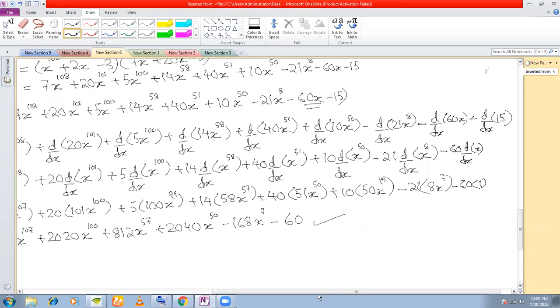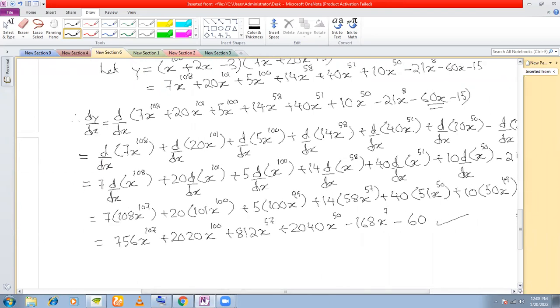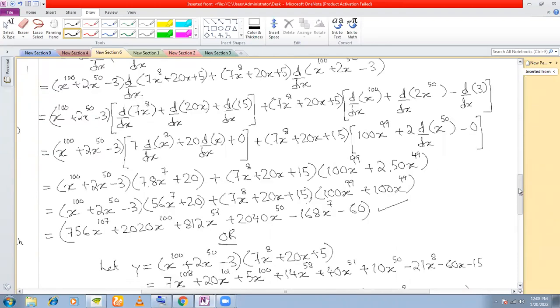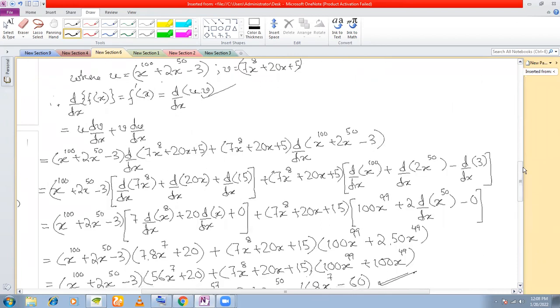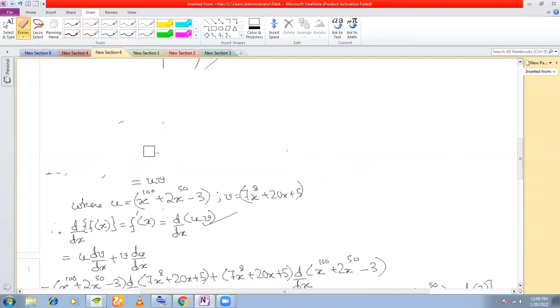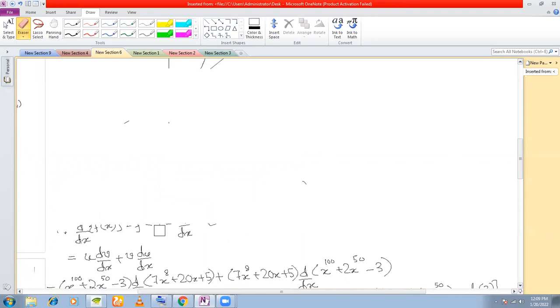My intention to show you both these methods was that in this method I wanted to show you the u into v rule, and I got this as my answer. But as I told you, whenever you have a product of two polynomials and you want to differentiate it, it is always easier to multiply the polynomials and then differentiate, instead of using the u into v rule. The task is going to become easier for you. Okay, so I'll move on to the next sum then.